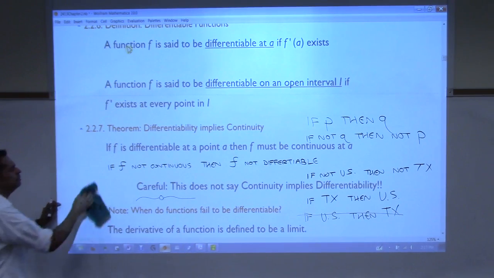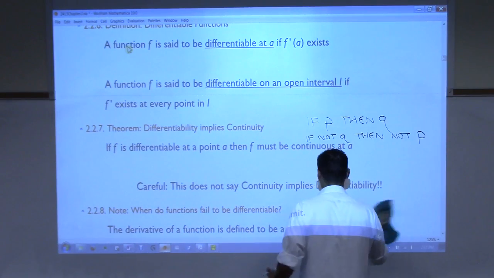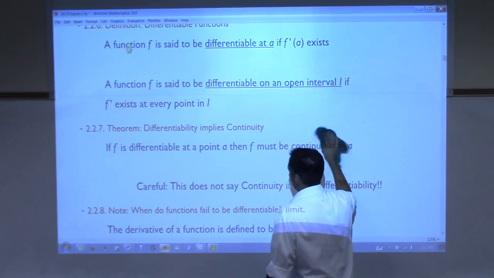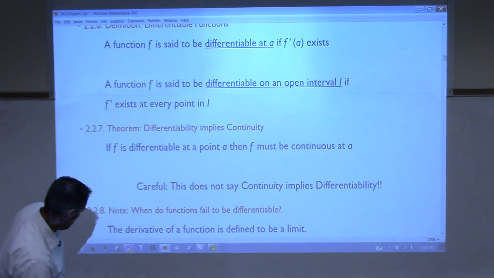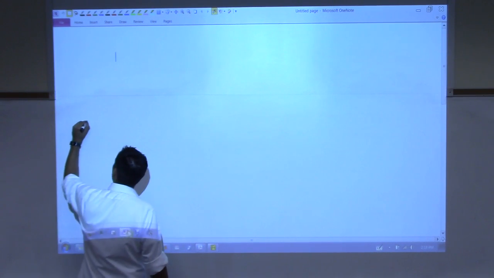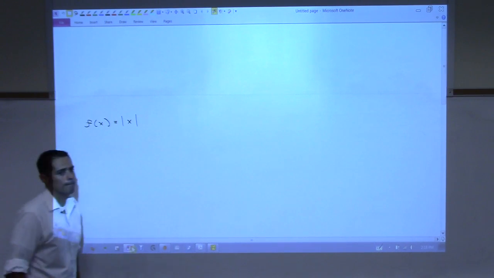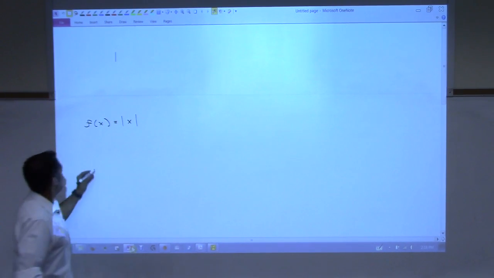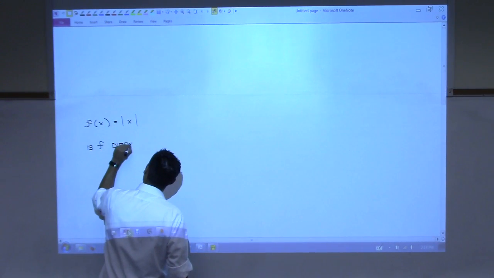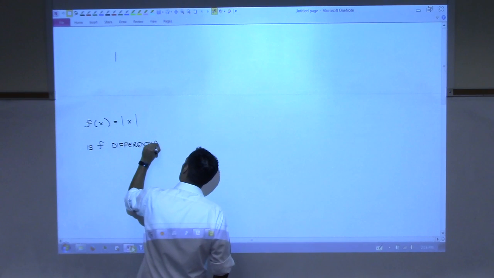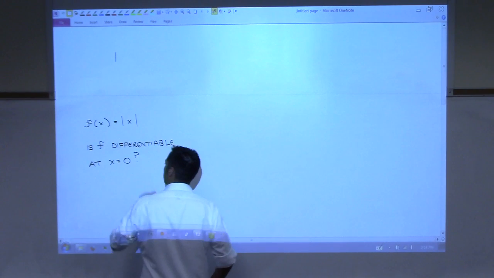Before I get you to wonder, let's talk about a function that's not continuous at a point. Let's look at the absolute value function. Let's look at f of x equals the absolute value of x. And let's talk about, is f differentiable at x equals 0?